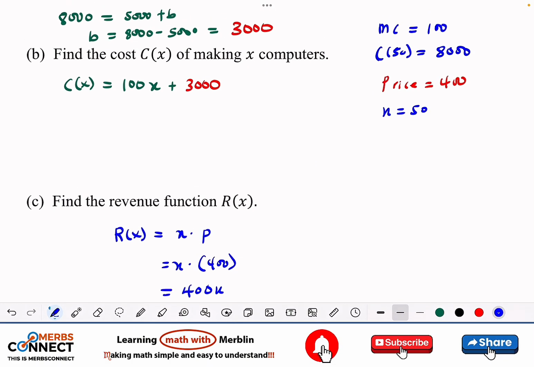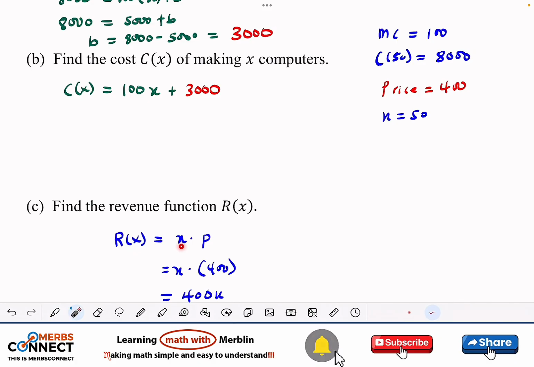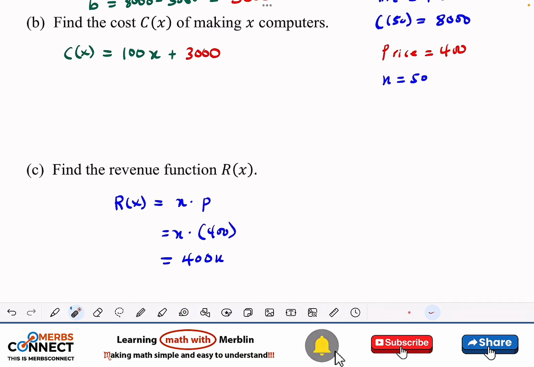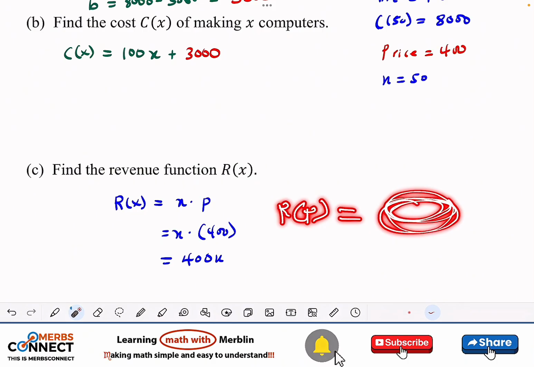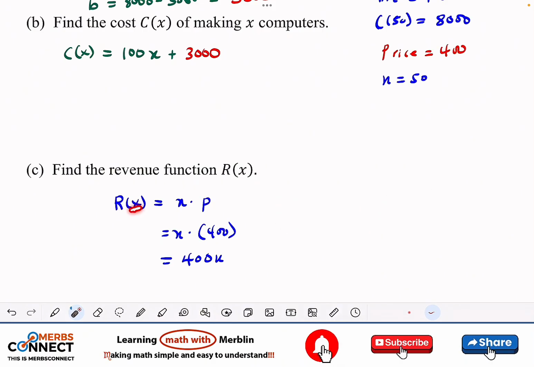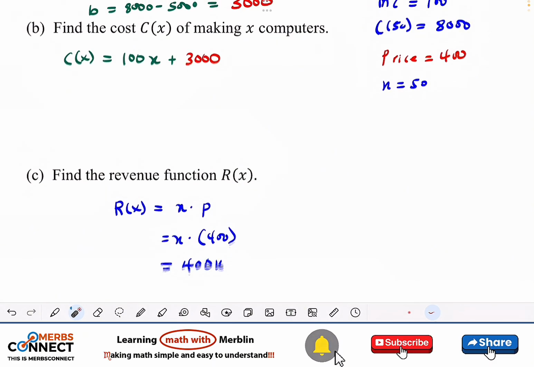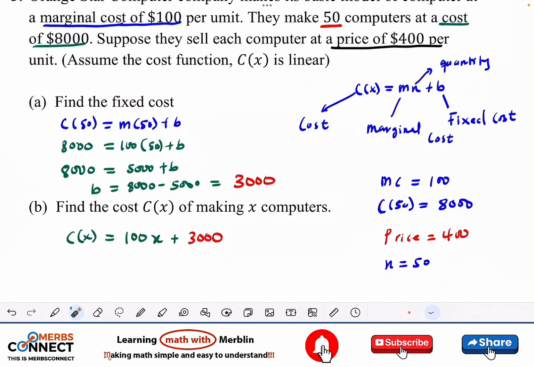Very simple. So this is xp, and always remember to check what is here. It's very important. If this was r of p, then our final result here should be in terms of p. This is x, so that's the reason why my final result here is in terms of x. So always make sure you check that.